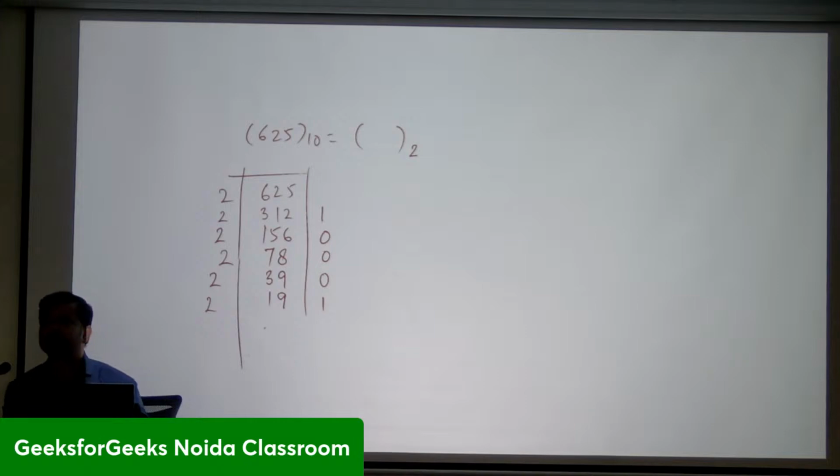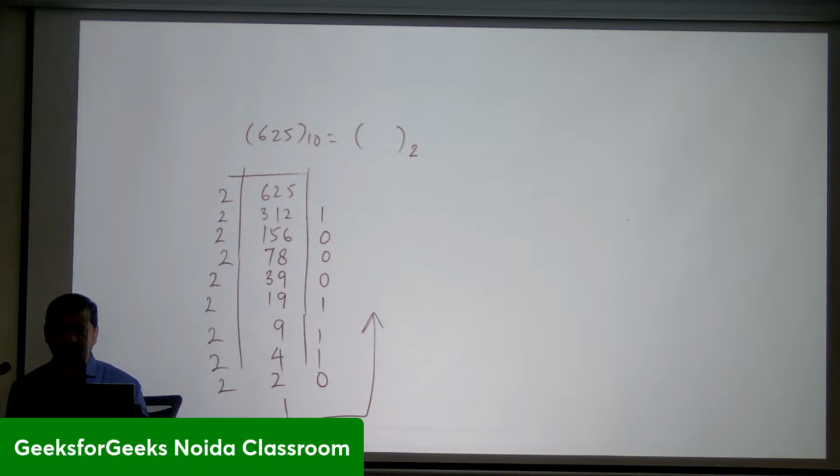Come again. 2 9s, remainder is 1. 2 4s, remainder is 1. 2 2s, remainder is 0. 2 1s. All right. So divide this, and now you have to place the values accordingly from bottom to top. Okay, just place the value.